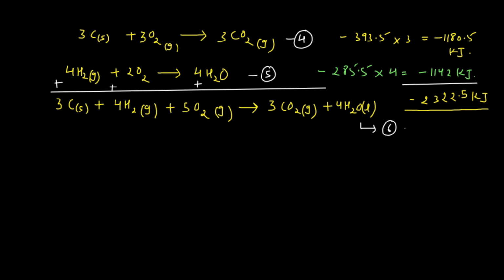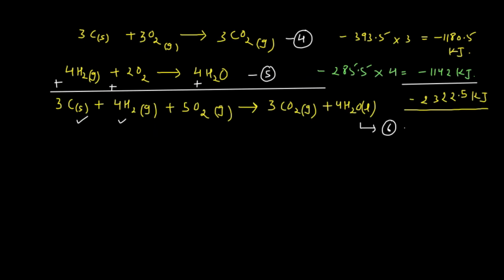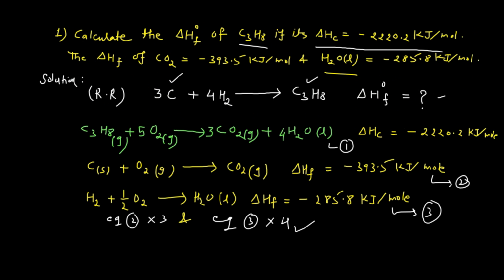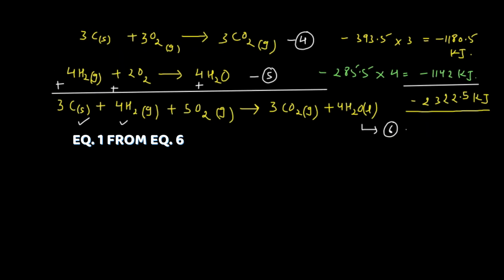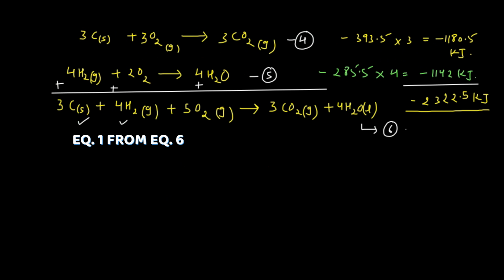Now what you need, see, you only need in your final equation 3 of the carbon and 4 of the hydrogen only, and of course, here this particular propane is not there in this equation. How can we get this propane included in this particular reaction? I need to incorporate this particular reaction, equation 1. So what I will do here, equation 1 is propane plus 5 of O2 giving 3CO2 and 4H2O. I will write this again here.